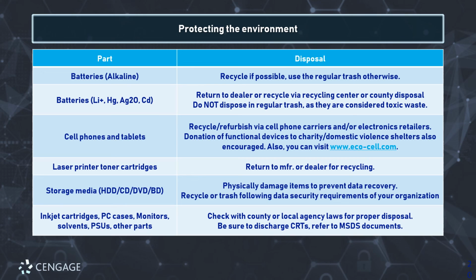Inkjet cartridges, PC cases, monitors, solvents, power supplies, other parts. These are all items that you're probably going to have to check with your local agency for proper disposal. So in our case here in Wilmington, contact New Hanover County Waste Management and say, hey, I've got 5 or 6 old school tube TVs or old school monitors or PC cases or things like that I need to get rid of. Where do I take them in order to be safely recycled or taken care of? And they'll walk you through the process.